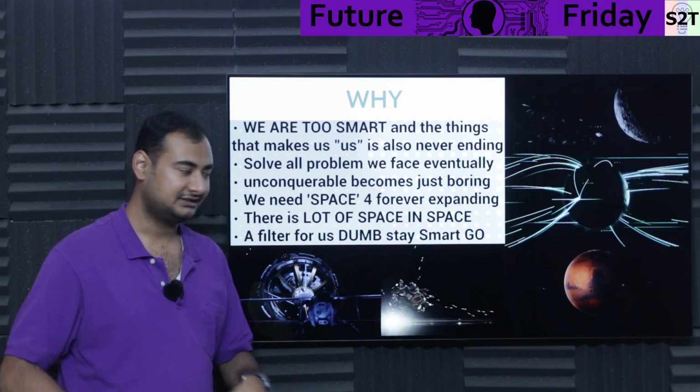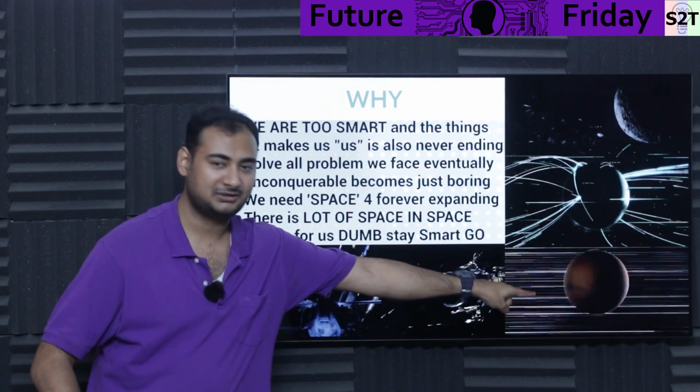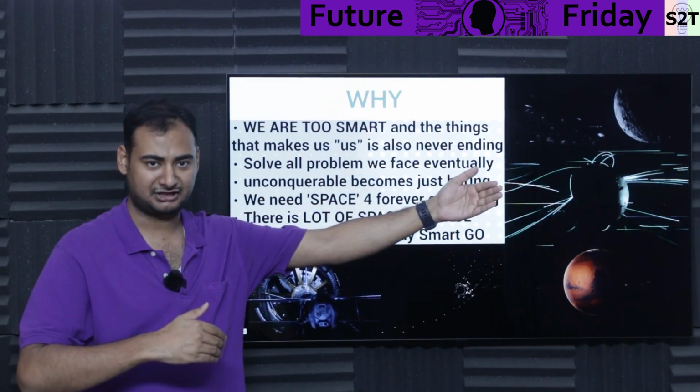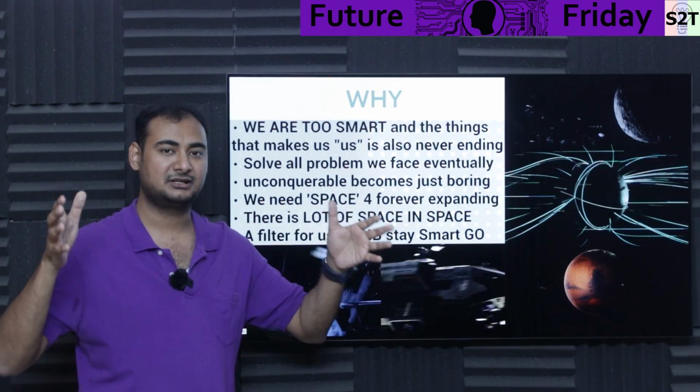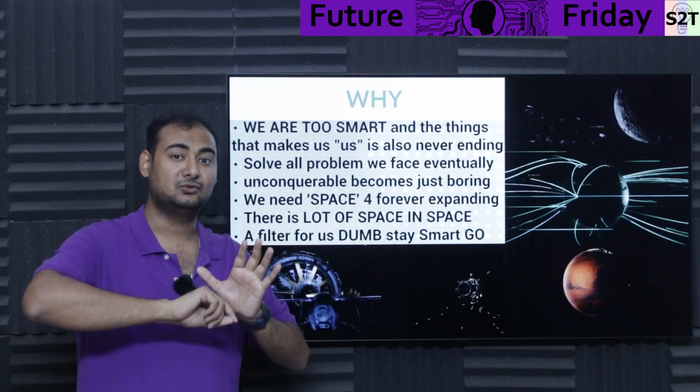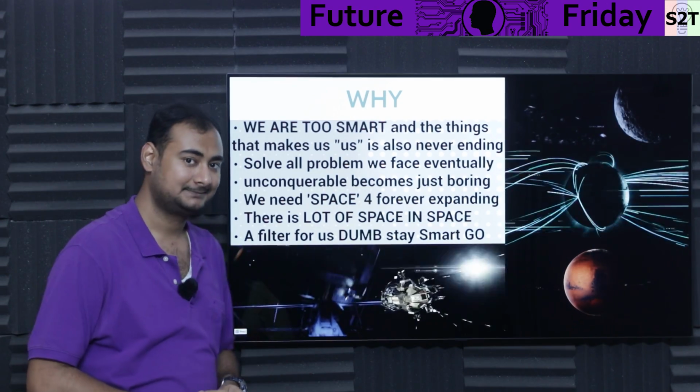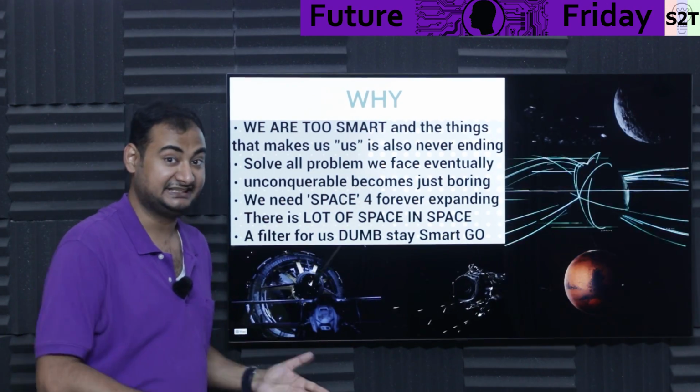Basically, the dumb will stay, the smart will go, and then this will become the dumb spot. Then even smarter people will go. And then the final dumb spot would be the solar system itself. Then all the smartest ones will go to Alpha Centauri. So that's the aspect of it. That's why we need this.